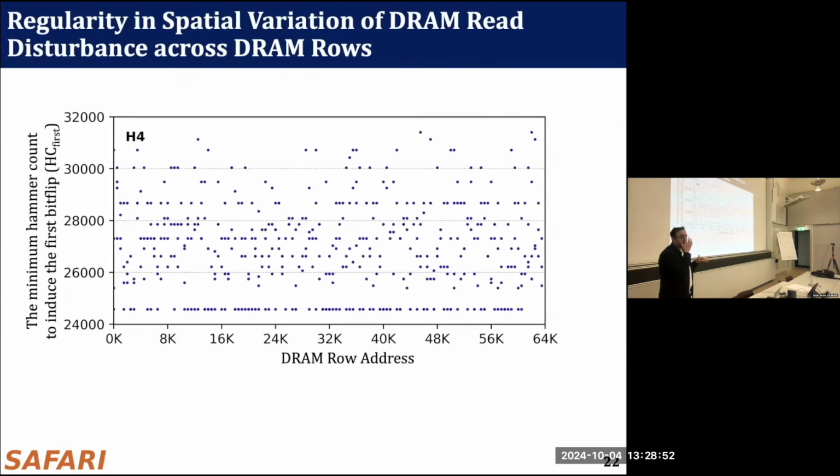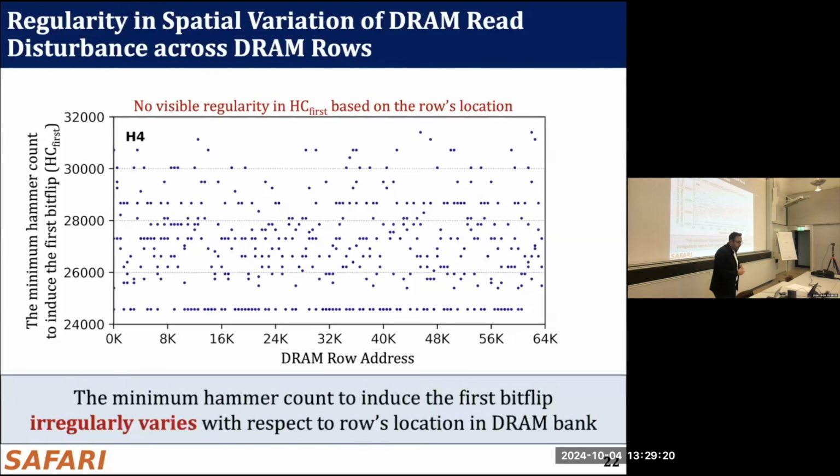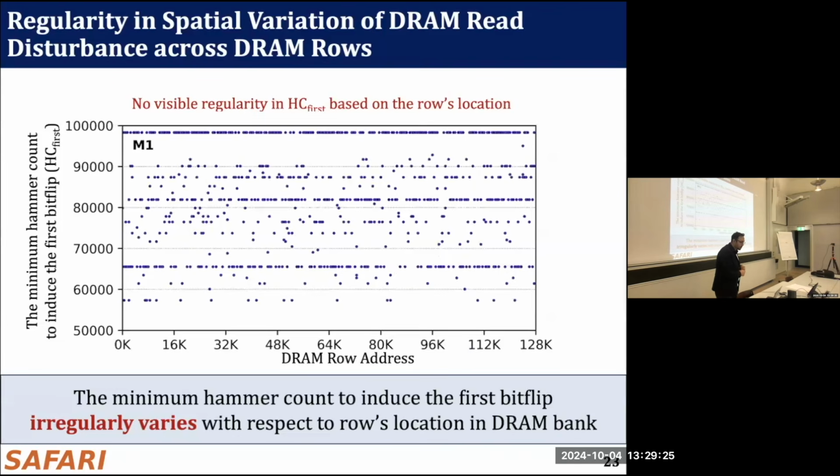It's only because we test a small number of different HC first values on the y-axis. So it's hard to say that there is a repeating pattern here, or that there is a correlation between the row address and the HC first value. Our conclusion is that there's no visible regularity, to my eyes, based on the row's location. The minimum hammer count to induce the first bit flip irregularly varies across different DRAM rows.